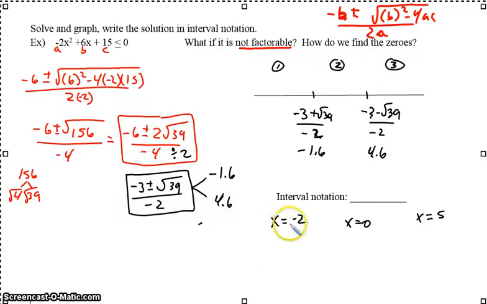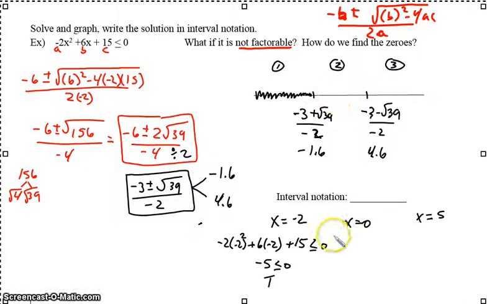So we said if x was -2, if we plug that in, we're going to get -2 times -2 squared plus 6 times -2 plus 15 has to be less than or equal to 0. And if we go through and do the math with that, we end up getting -5. And I know that -5 is less than 0, so that's true. So I'm going to want to shade in that zone.